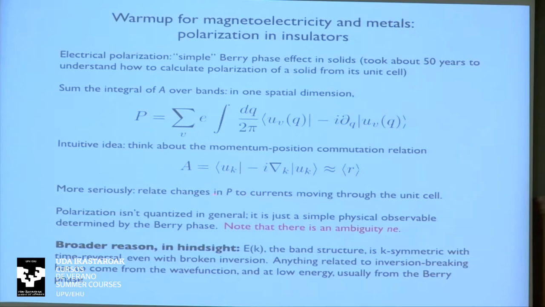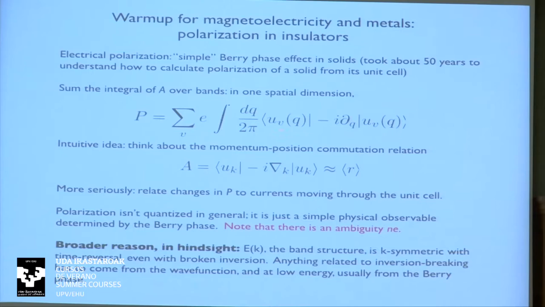The real way that this was derived by Thouless, and then generalized by Vanderbilt and collaborators, is this: suppose you have a crystal, and you start to change the crystal a little bit, you move the atoms around or something like that. The way that polarization changes is that a current flows in the unit cell under a change, and that change of polarization being related to current through the unit cell, that's how you derive this formula.